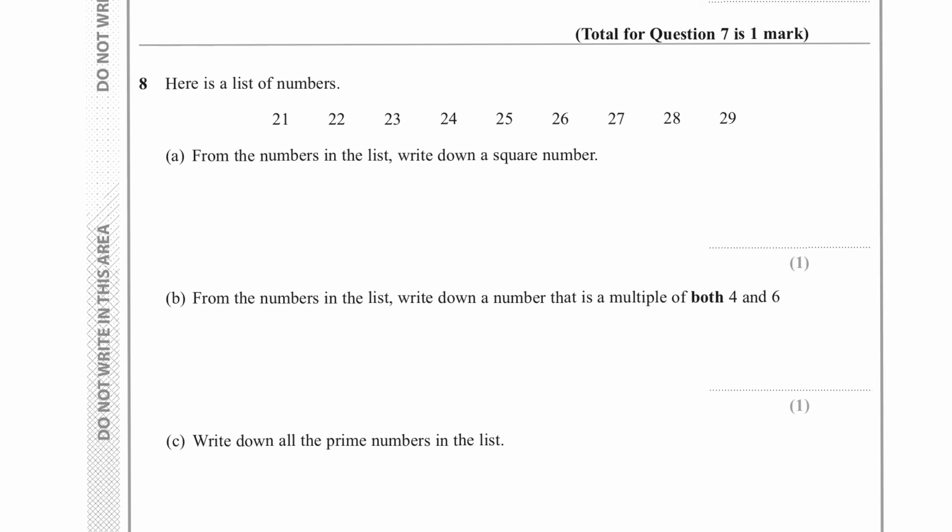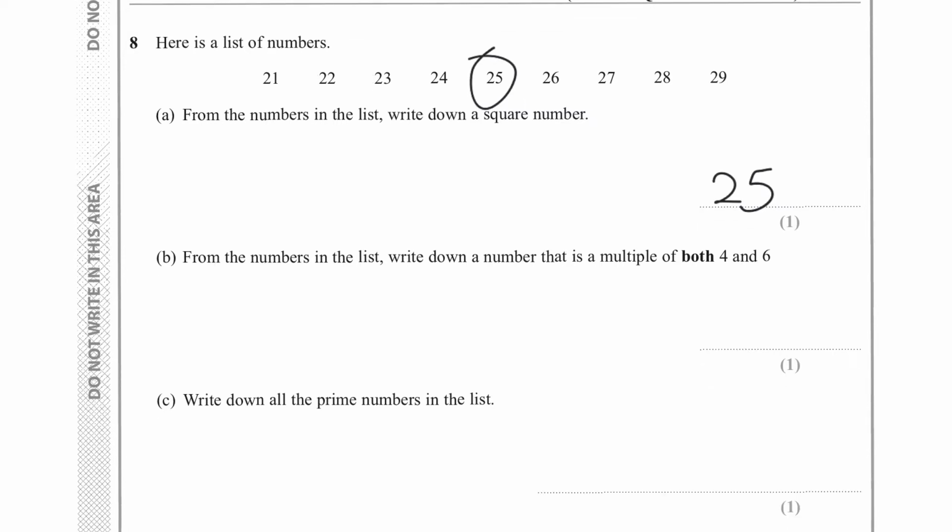Okay, brill. So let's have a look at question 8. Question 8a says from the numbers in the list, write down a squared number. We know a squared number is a number that can be square rooted and it would equal a whole number. So the only squared number here is 25. Key thing is just make sure you learn all your square numbers up to 10. Makes your life 10 times easier.